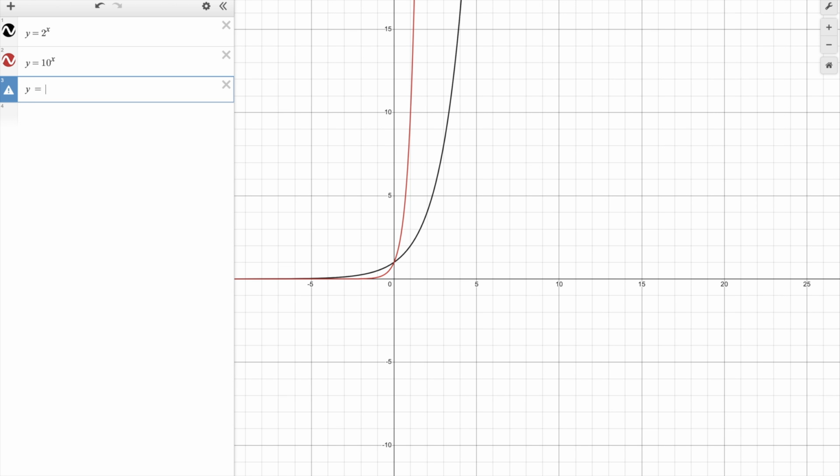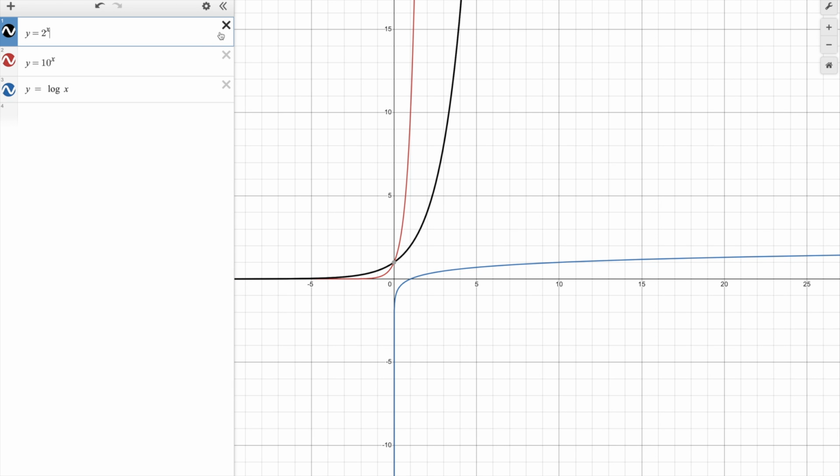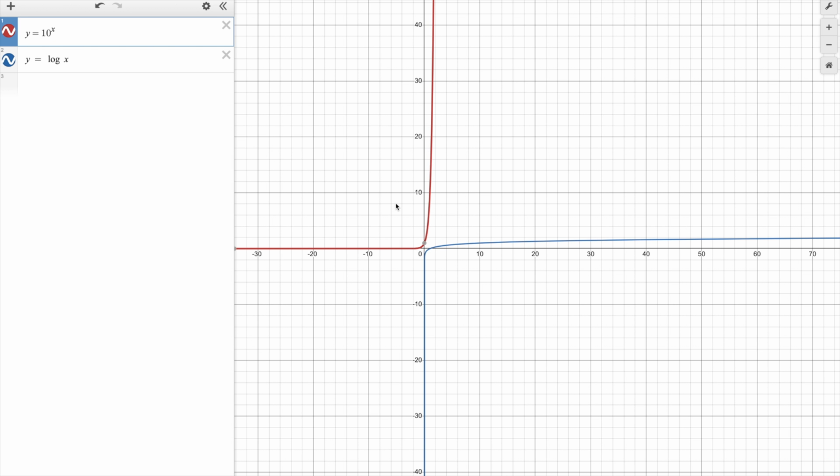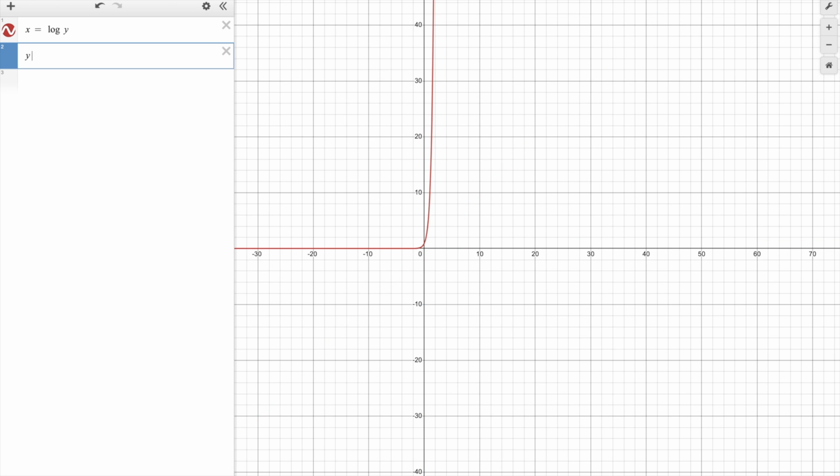Next, let's graph y equals log x. And you can see that is actually an inverse of y equals 10 to the x. Let's do something. Let's graph x equals 10 to the y. See, that's the exact same thing as log of x. So y equals 10 to the x is really x equals log y. And x equals 10 to the y is really y equals log x. And so you can see how they're inverses of each other.